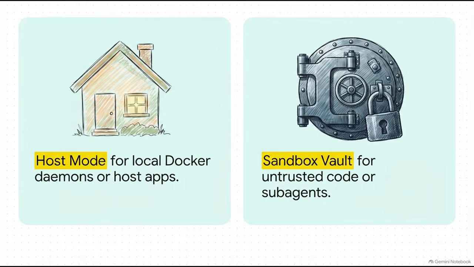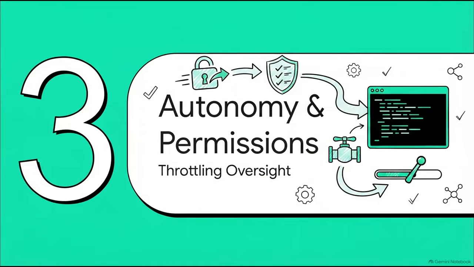You're essentially operating between two extremes here. On one side, you have standard host execution, which is great when your agent needs to interact with local Docker daemons or host apps. But on the other side is the isolated container safety vault. You absolutely must lock your system down into this vault when executing untrusted libraries, pulling down brand new dependencies, or spinning up background subagents. Which brings us to Section 3, Autonomy and Permission Gradients, Throttling Human Oversight.